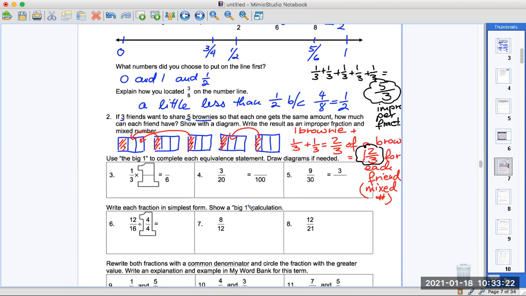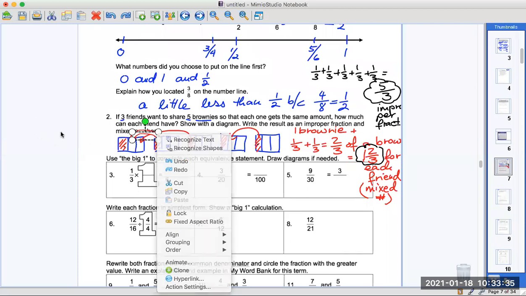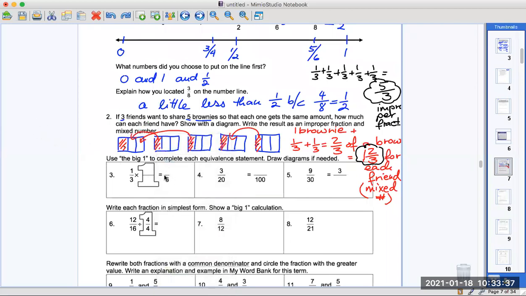All right. Okay, next we're going to do the big one again. Now remember, the big one helps us to decide what we have to multiply or divide to make it the bigger fraction. When it's a bigger fraction, it's expanding. Otherwise, it's called reducing. This is reducing, this is expanding. So 3 to 6, we're going to multiply by 2.